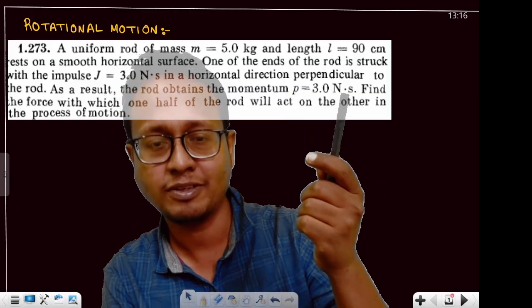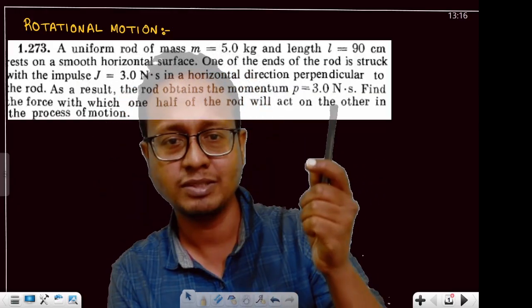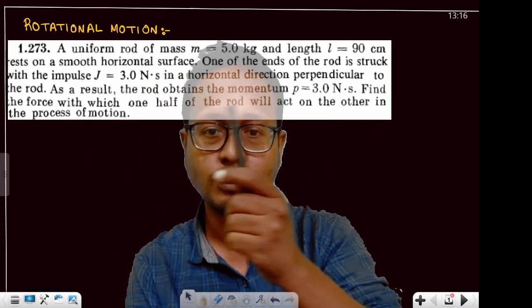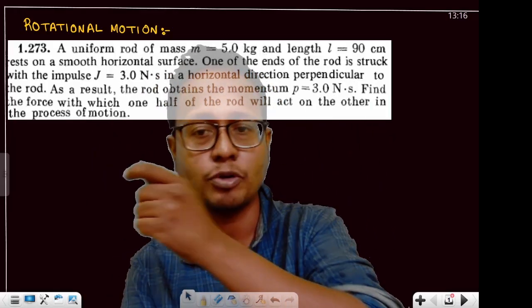That means we do not need the implicit information. Either this or this, both explain the same thing. Find the force with which one half of the rod will act on the other in the process of motion.